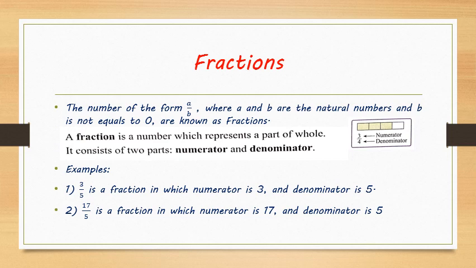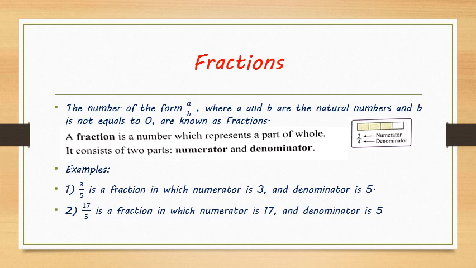Now what is a fraction? The number of the form a by b, where a and b are natural numbers and b is not equal to 0, is known as a fraction. This is the definition of fraction. Or, as we learned in the previous classes, a fraction is the number which represents the part of a whole.